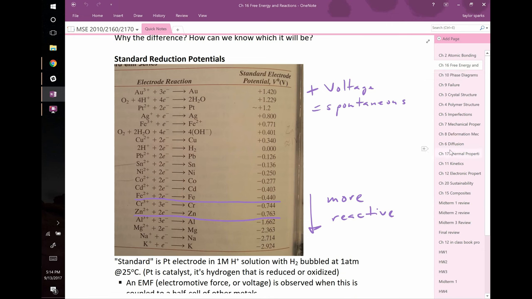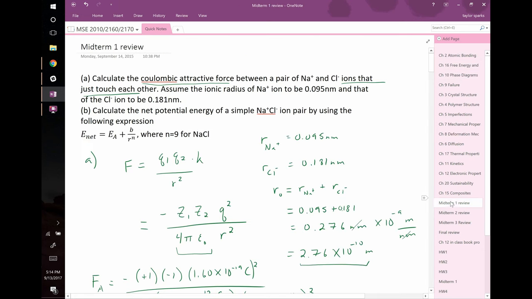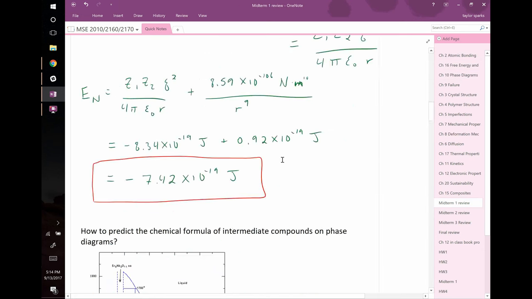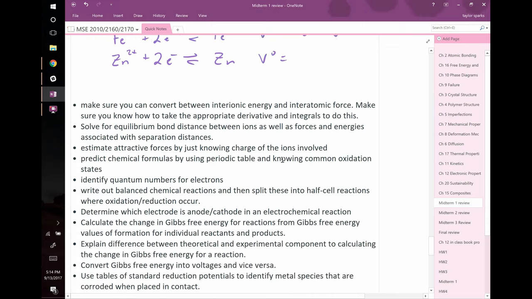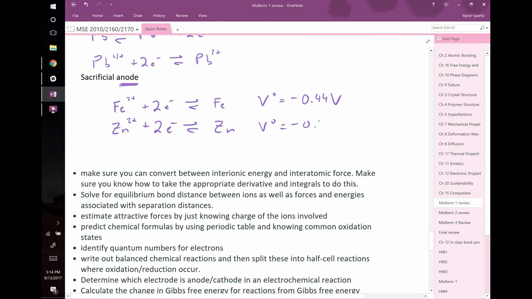negative 0.763. Right? When we write this as an oxidation, it's now going to be zinc becoming zinc ions, meaning it's corroding away and giving up electrons as it does so. Those electrons will go back to the ion that we want to prevent. We flip this voltage, it becomes a positive 0.763 volts.